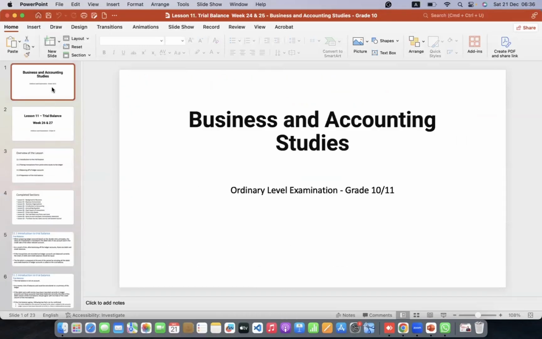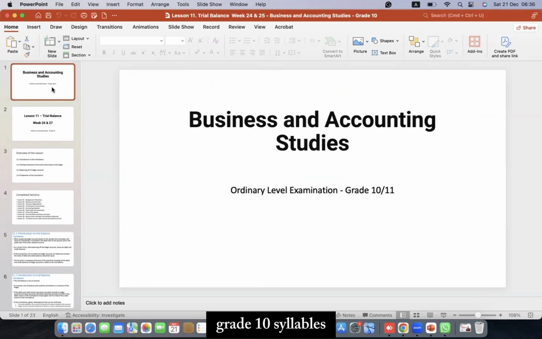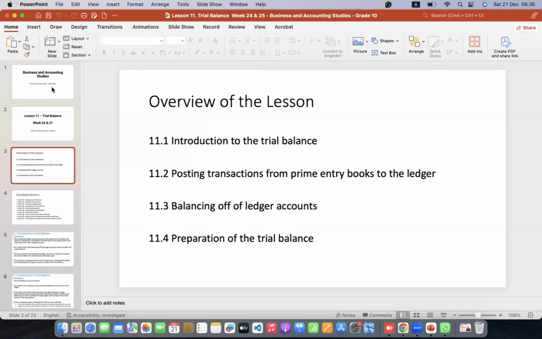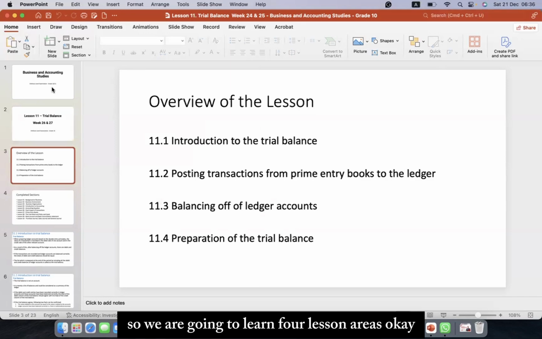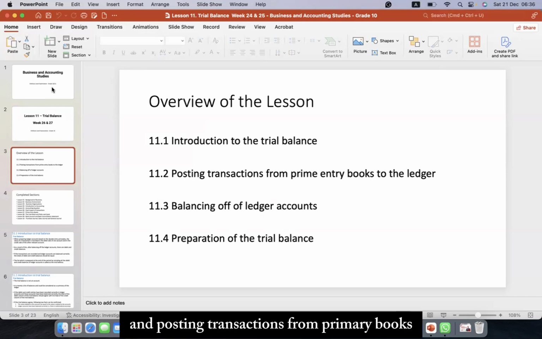So today we are in the business and accounting studies grade 10 syllabus, and today we are going to do a new lesson. Today we are going to learn about the trial balance. What is trial balance, how it helps business, and what we do with the trial balance. So we are going to learn 4 lesson areas: introduction to the trial balance, posting transactions from prime entry books to the ledger accounts, balancing of ledger accounts, and preparation of trial balance. Those are the things we are going to learn today.